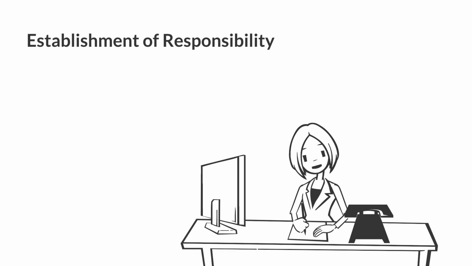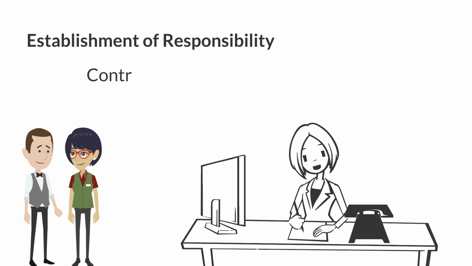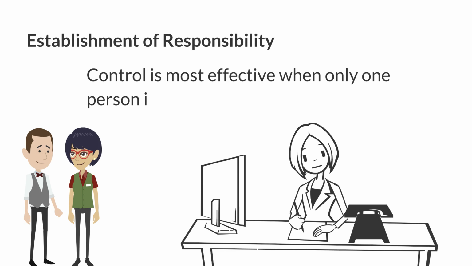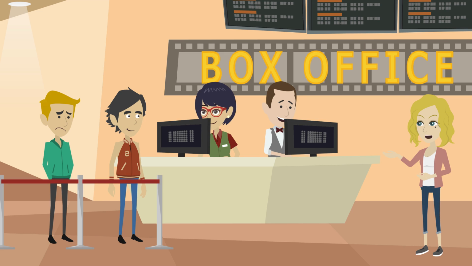An essential principle of internal control is to assign responsibility to specific employees. Control is most effective when only one person is responsible for a given task. Let's illustrate this principle using a movie theater, which typically has 2 cashiers. Only cashiers are authorized to sell tickets, and each cashier is responsible for their cash register.